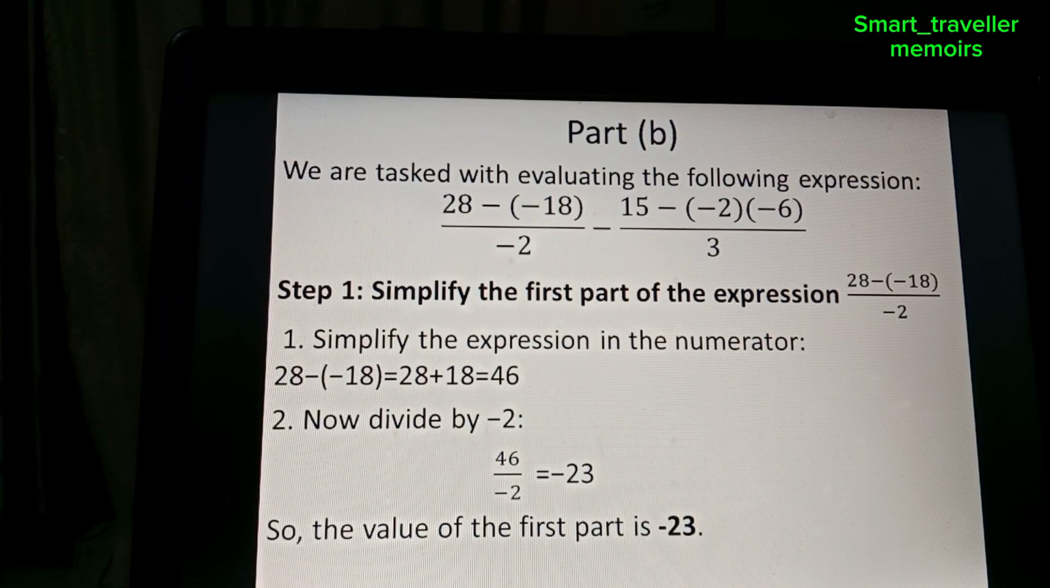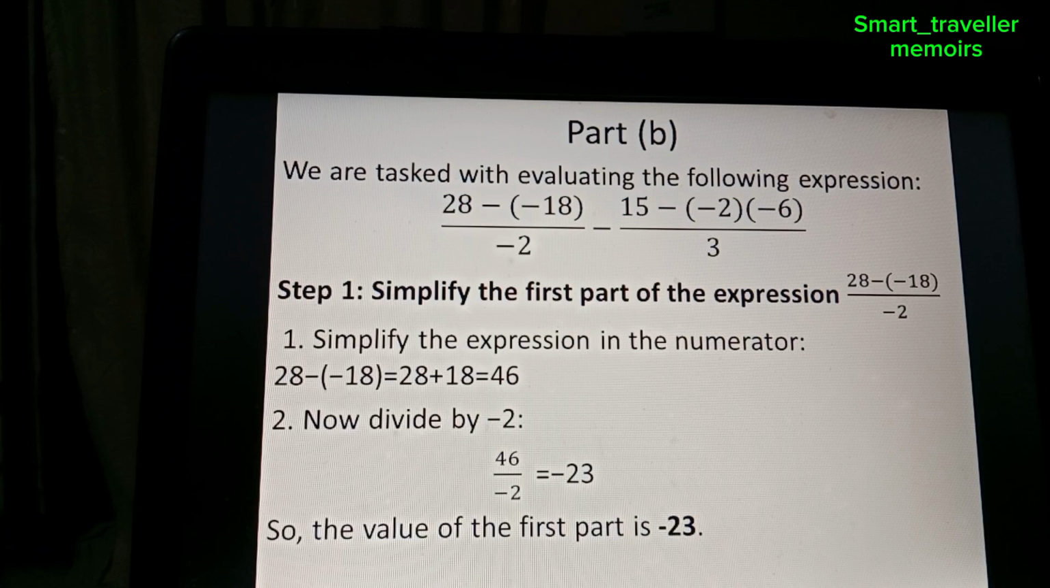In the 2000 equation, we are tasked with evaluating the expression: 28 minus -18 over 2, all over -2, minus 15 minus -2 times -6 over 3. So in this question, we simplify the first part of the expression, then the second part. Simplifying the first part, numerator, you have 28 minus -18.